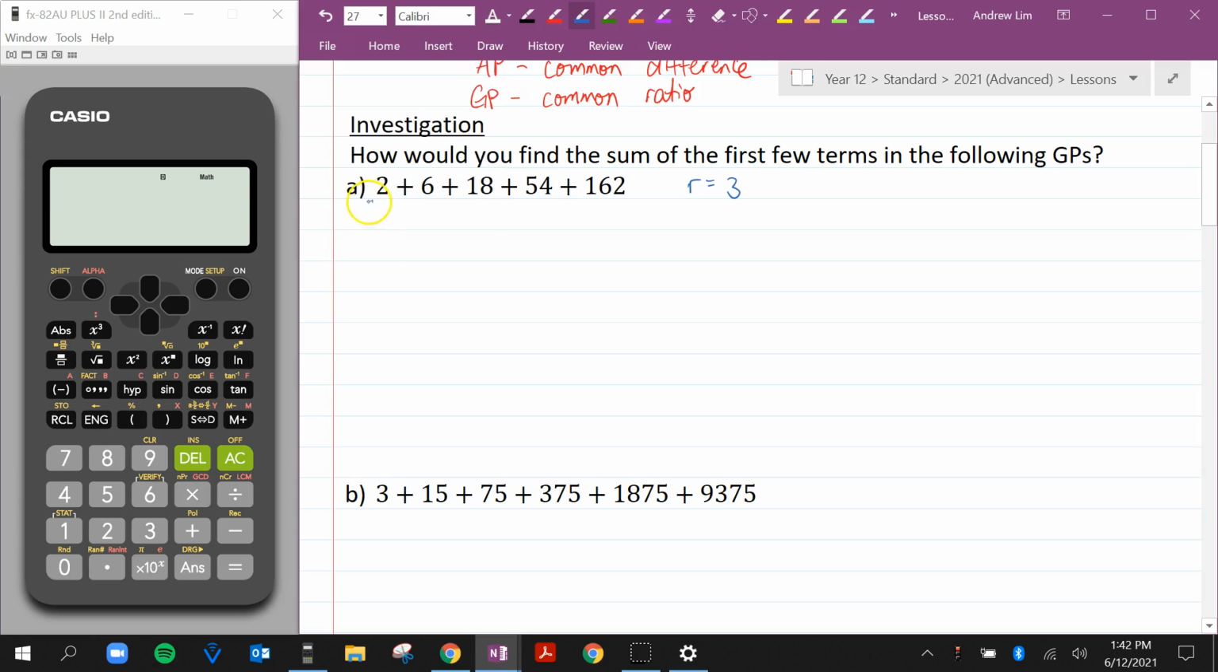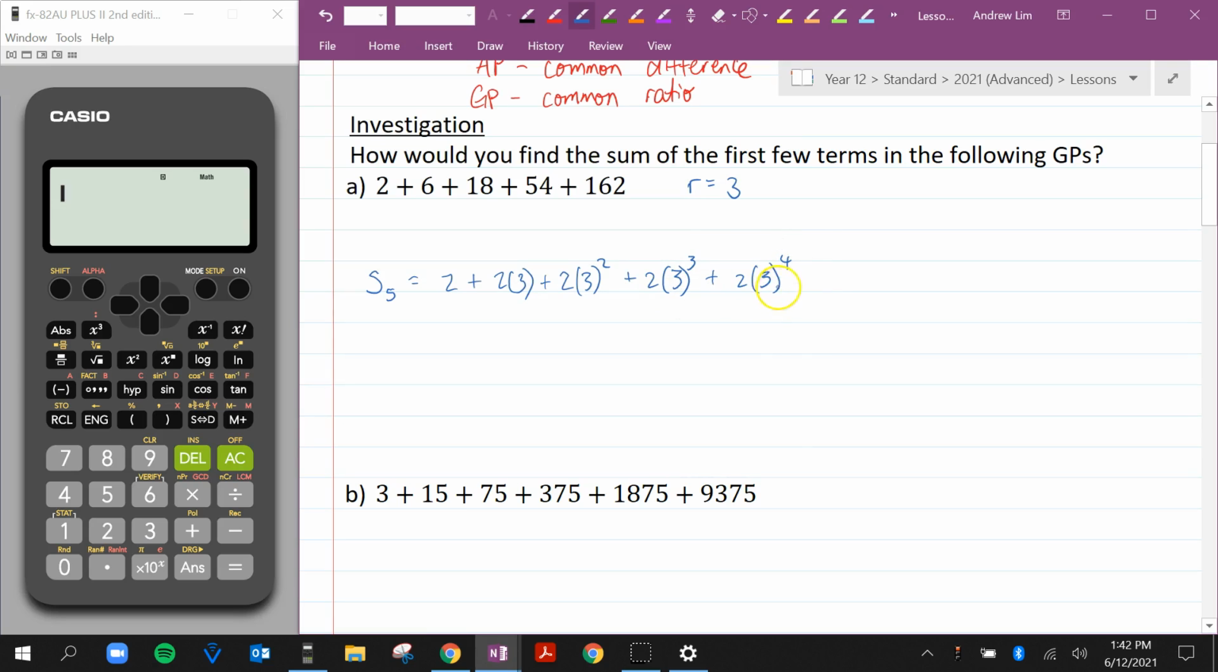So what's another way of rewriting this series, this sum? Well, I can say the sum of the first 5 terms is equal to 2 plus 2 times 3 plus 2 times 3 times 3, or 2 times 3 squared, plus 2 times 3 cubed, plus 2 times 3 to the power 4.